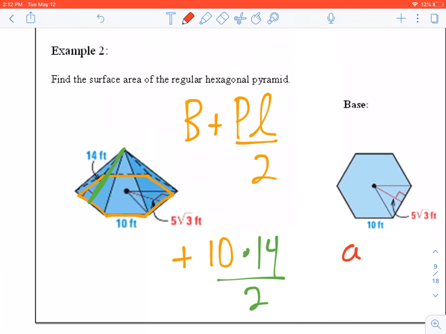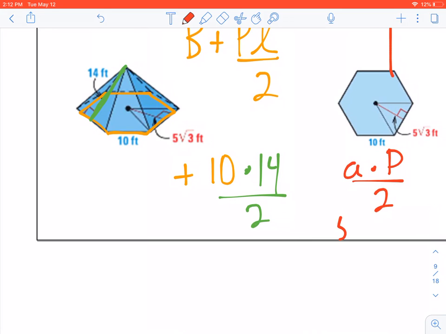So it is apothem times perimeter divided by 2. Your apothem, they actually give it to you. It is 5 square roots of 3. Your perimeter we've already established is, oh my gosh, 60, which I just realized I made a mistake. Sorry about that. I'll change it here in a second. 5 square roots of 3 times 60 divided by 2.